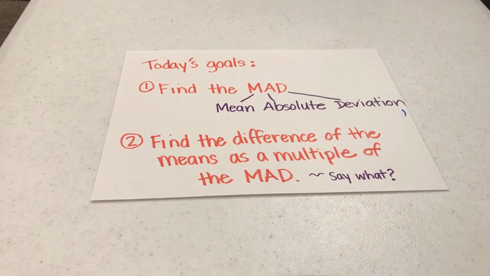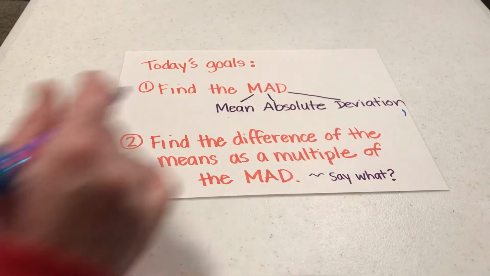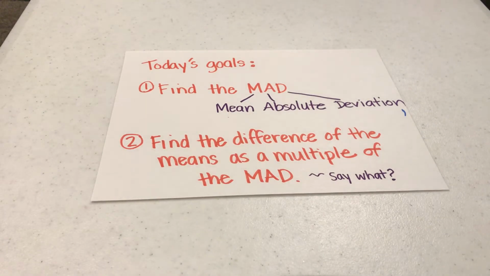Which is known as the mean absolute deviation. If you're thinking about mean meaning average, and absolute deviation is the absolute value of how far the numbers are away from the mean that we calculate. And then the second part we're going to do today is to find the difference of the means as a multiple of the MAD. That sounds insanely difficult, but once we break it down, it's not so bad.